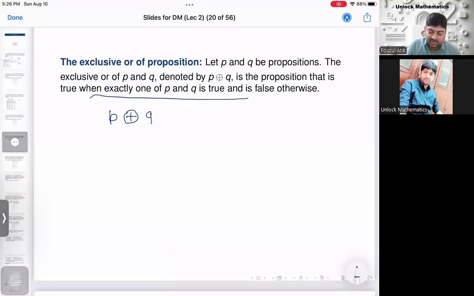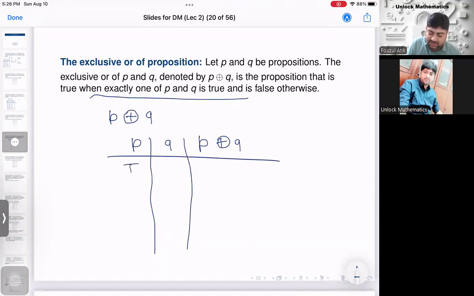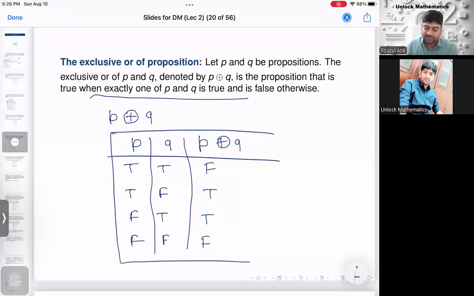So if that is the case, then if we write the truth table of it, we have P, Q, and P exclusive OR Q. Consider all possible cases: TT, TF, FT, and FF. We have seen that both of them true means it is not exclusively true, therefore this will become false. But if one of them is true, that means exclusively P is true, therefore this will become true. The next one also becomes true, and both of them are false, therefore it will again be false. So this will be the truth table of this one.